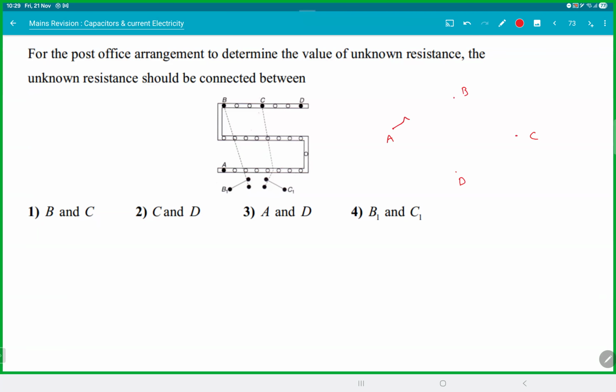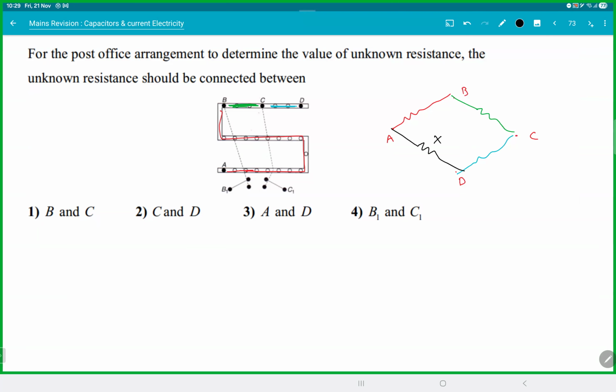So A to B, there is one resistor. That is this big guy. B to C, there is one resistor. I'll put that in green. C to D, there is one resistor. I'll put that in blue. So circuit aisa hai. Now you tell me, where will you keep the unknown resistor? The only thing is left here, na? This will leave the unknown resistor.